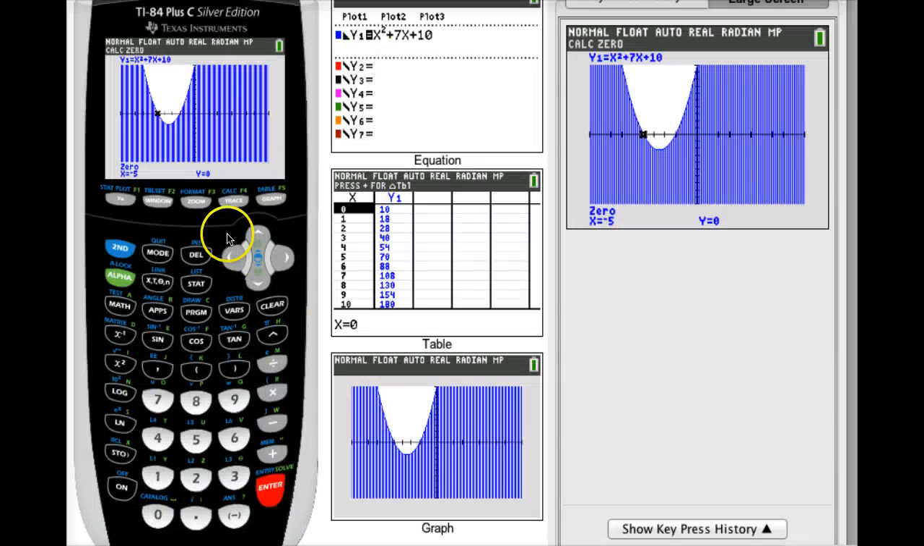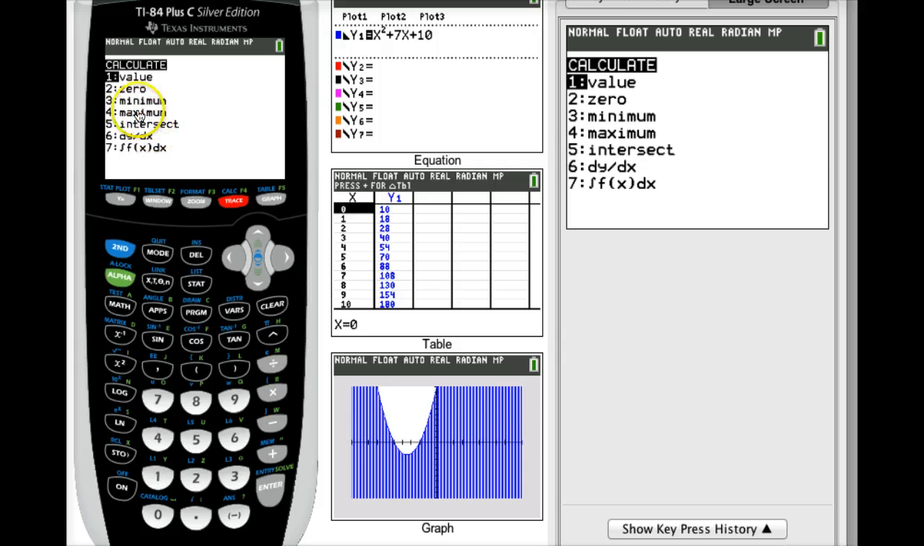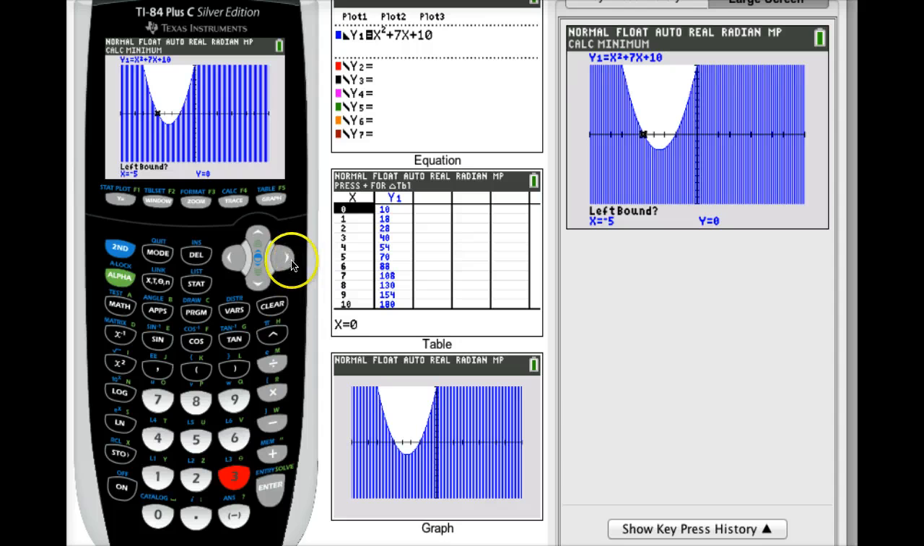Now I need to find my vertex, so second trace again. Since this one opens up, the vertex is at a minimum. Remember that if it opens down, you would be using choice 4, maximum. So this time I'm going to use choice 3. Minimum, so left bound this time means left of the vertex. So I'm just to the left of the vertex. Then I move just to the right of the vertex. And then I tell it to guess.